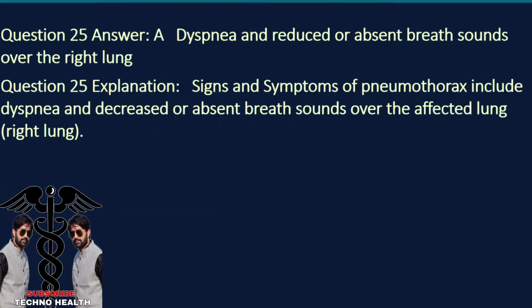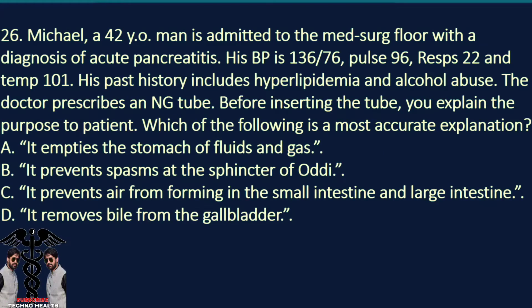Question 25 Answer: A. Dyspnea and reduced or absent breath sounds over the right lung. Question 25 Explanation: Signs and symptoms of pneumothorax include dyspnea and decreased or absent breath sounds over the affected lung, right lung.